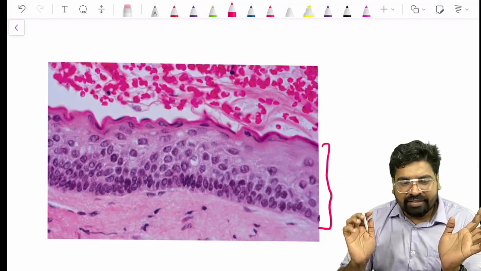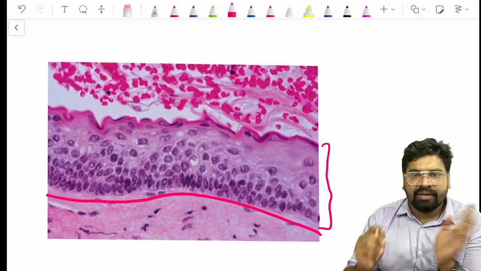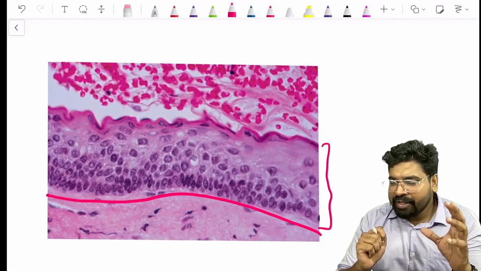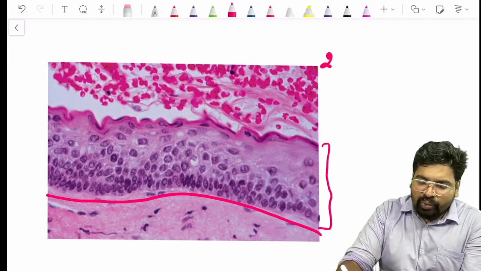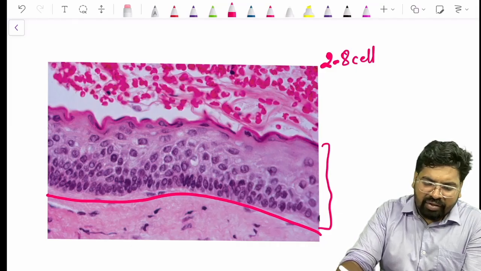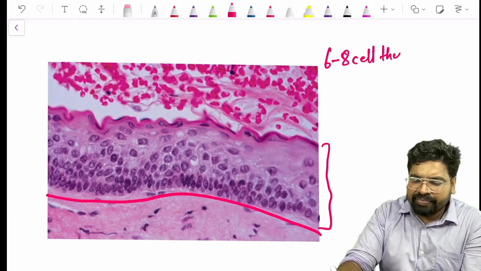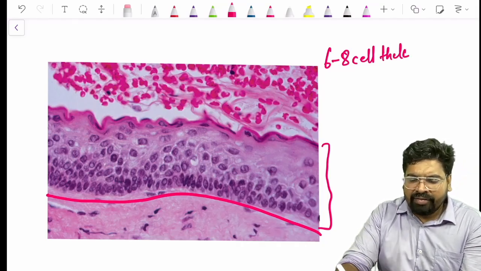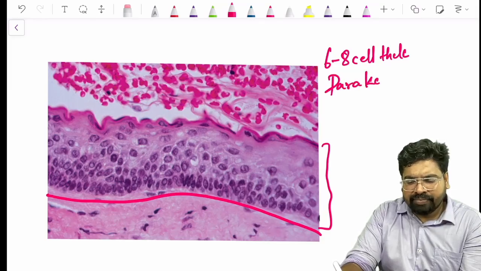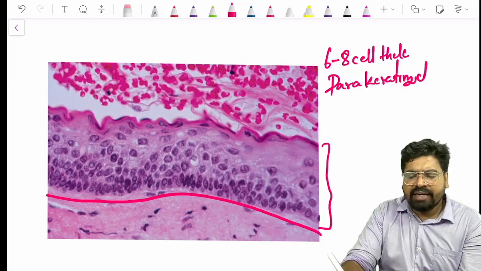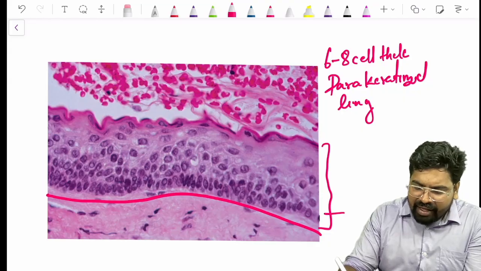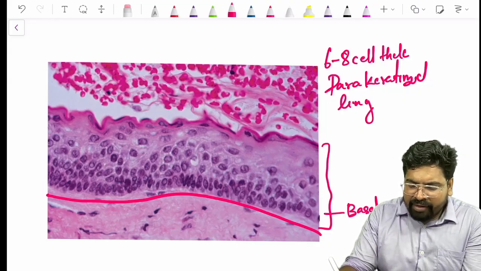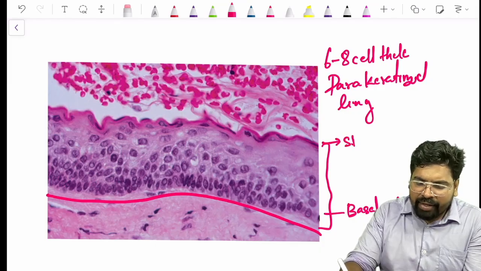And there are no rete edges here. It is very flat. No rete edges, I told you. Lining epithelium of the cyst doesn't have any rete edges. Now this is actually not 2, it is 4 to 6 to 8 cells, 6 to 8 cell thick. What is it? Parakeratinized lining epithelium. Stratified epithelium. You can see the stratum basale. Here is the basal cell, and here is the stratum corneum.